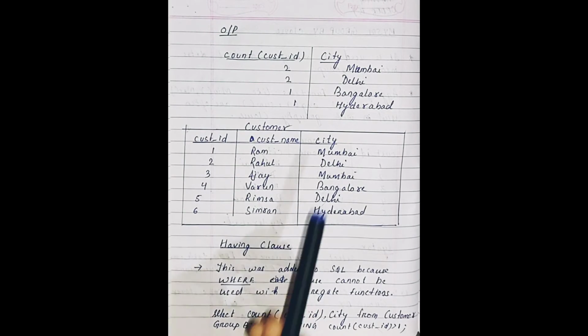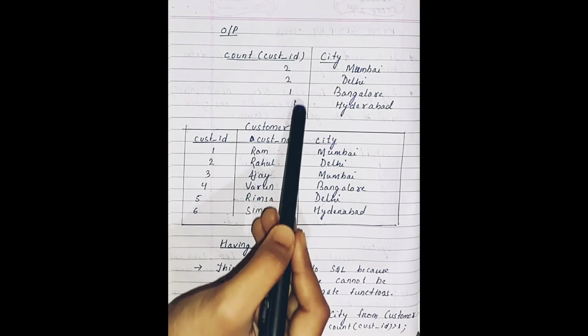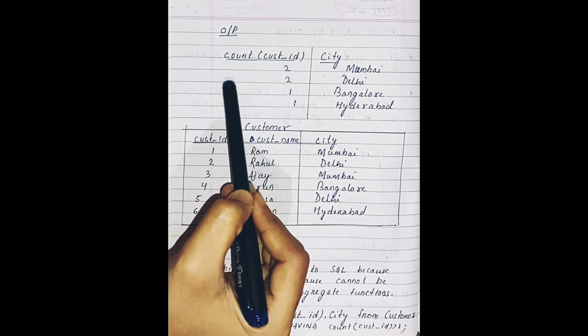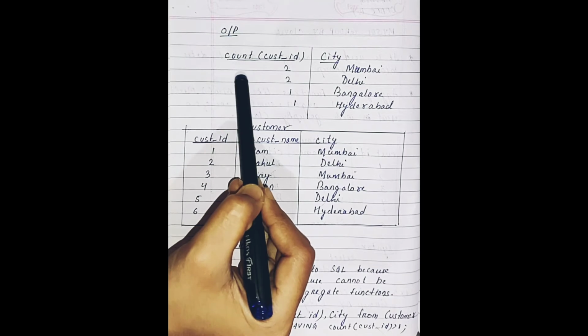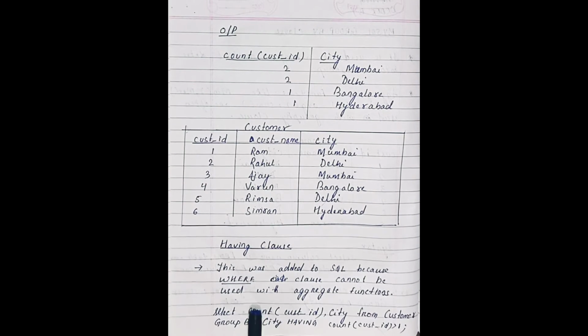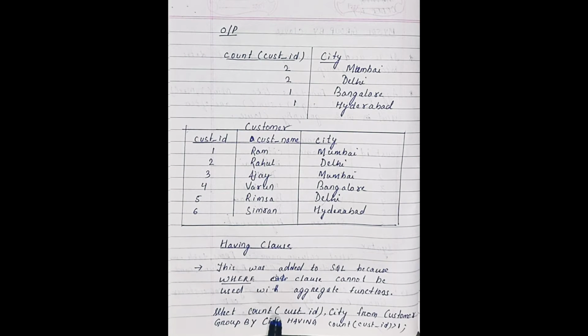What does this mean? For example, we want to filter out only those count cust id values that are greater than 1. So we have to mention one condition: count cust id should be greater than 1. So how will we write it? Select count cust id from customer, group by city. You might think that we will write where count cust id is greater than 1.